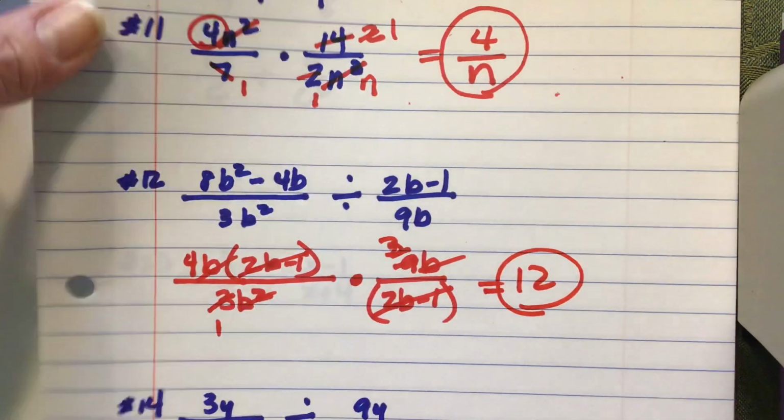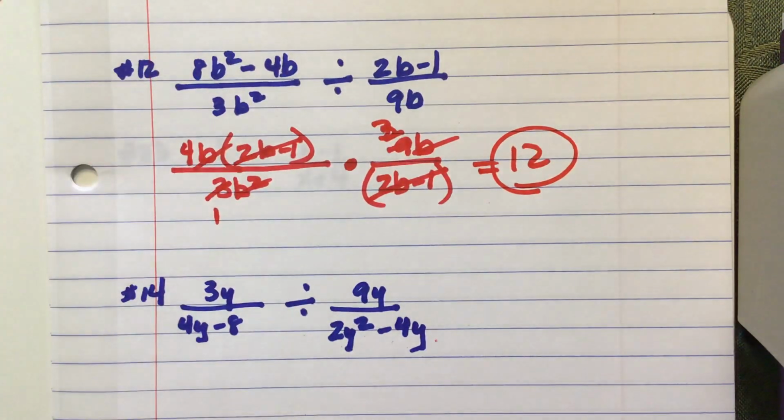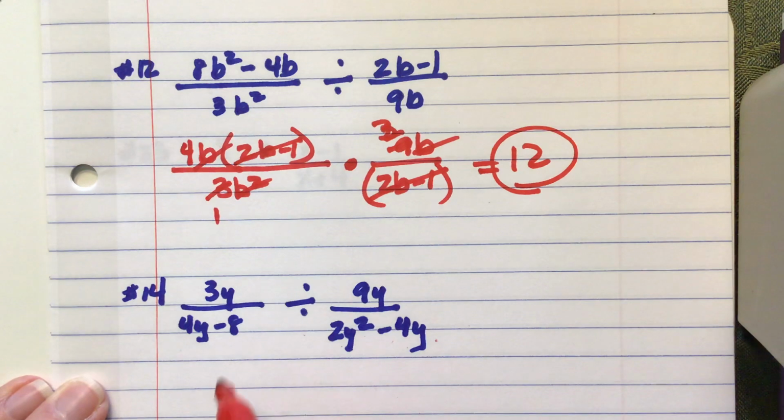Okay? So now, let's take a look at my next example. I'm going to do number 14. And number 14 has 3y over 4y minus 8 divided by 9y over 2y squared minus 4y. So let's start factoring things here.